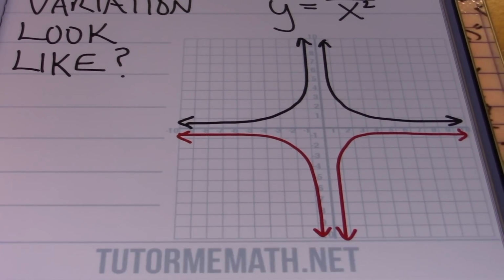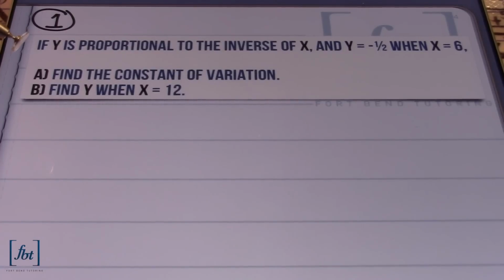All right, let's go ahead and look at some problems. So here we have problem number 1. In problem 1, it says if y is proportional to the inverse of x and y equals negative 1/2 when x equals 6, they want us to find the constant of variation, that value of k I told you to keep up with. And they also want you to solve for y when x equals 12.